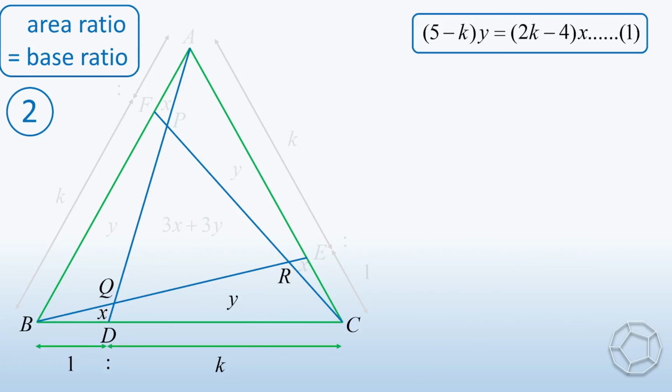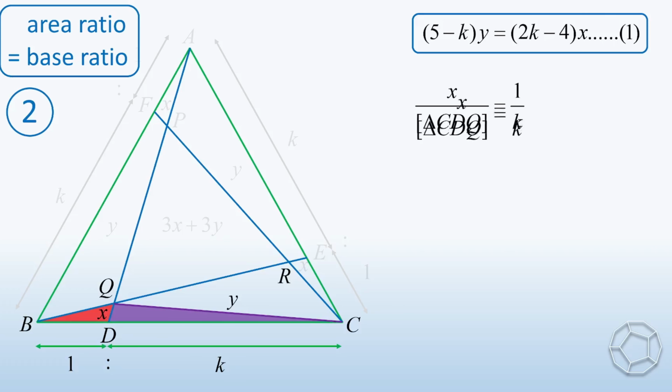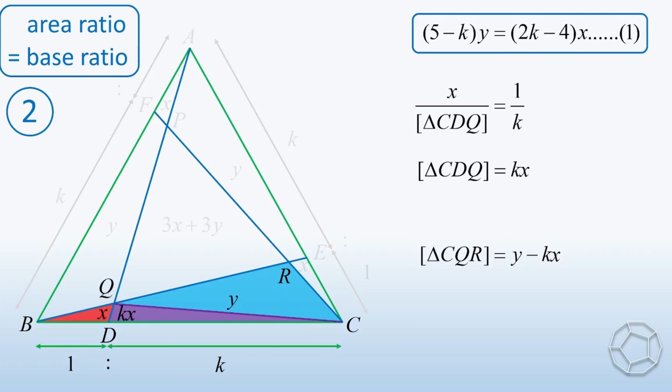Next, we make use of the ratio for the second time. Construct the purple side CQ. Let's look at the red and purple triangles. Using the same method, the area of the purple triangle is equal to k times x. So the area of the blue triangle is equal to y minus kx.